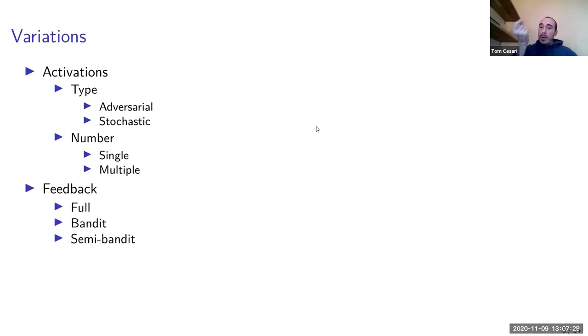And you can have all sorts of feedback. You can have full feedback where you see the whole loss at the end of each time step. You can have bandit feedback where you only see the loss of the action that you played, semi-bandit, you name it.